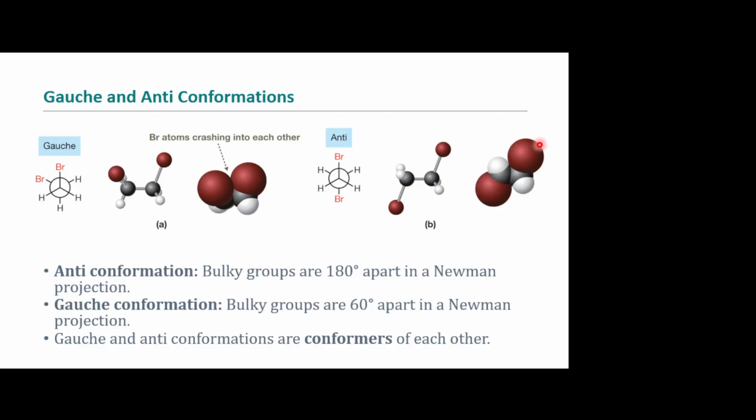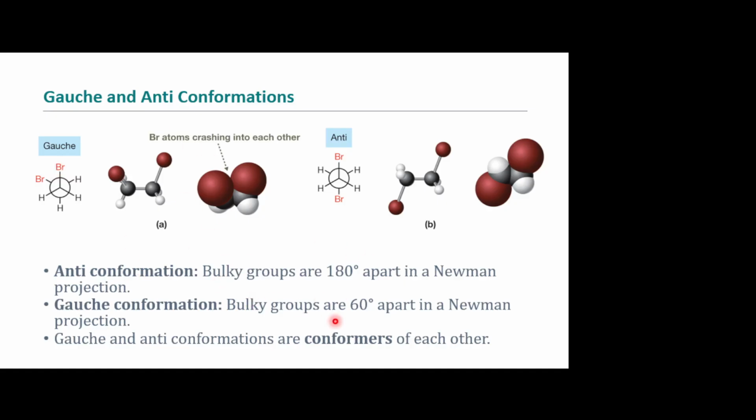Okay, so again, anti-conformations are going to be 180 degrees apart in a Newman projection, so opposite sides of the Newman projection. Gauche conformations are going to be 60 degrees apart in a Newman projection. This Newman projection angle we keep talking about, this is what's called a dihedral angle. That's actually what the dihedral angle is.